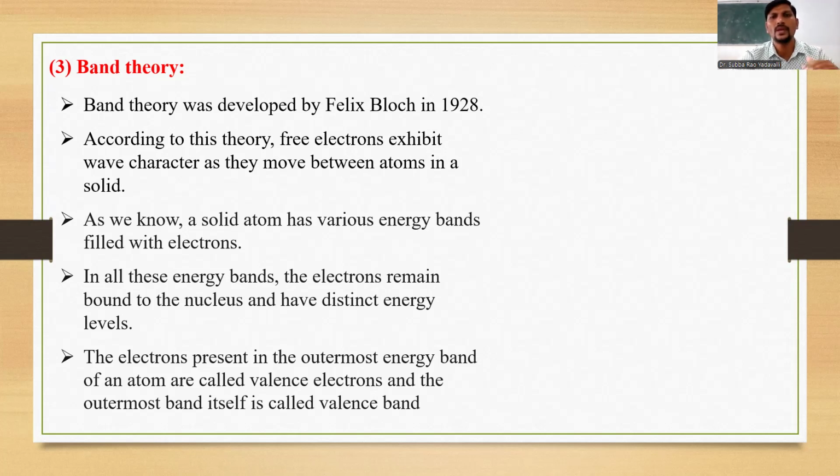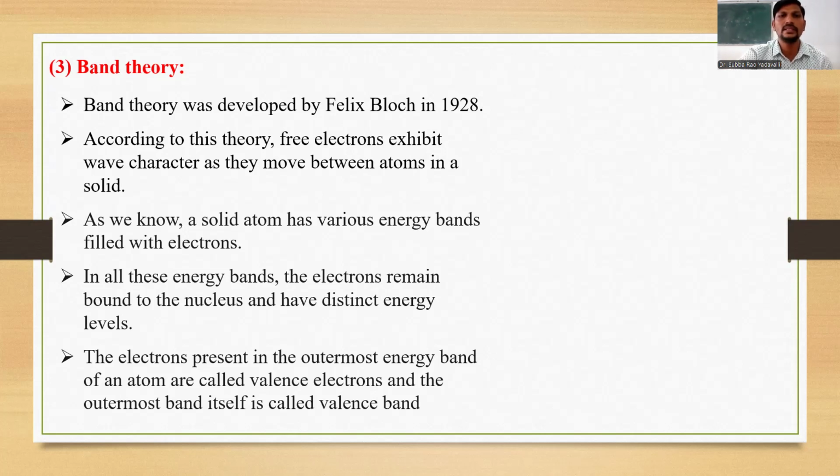So here, the valency electrons and valency band. That means the outermost orbit, the last orbit having the electrons, those are the valency electrons. And the band is called the valency band. Here, this valency band has the electrons.